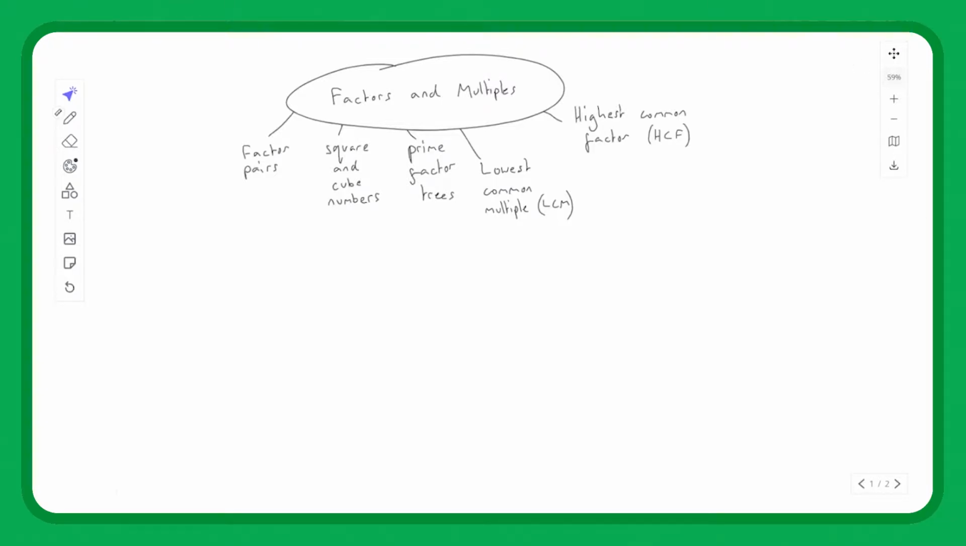We can split up factors and multiples into 5 smaller bite-sized chunks. So we've got factor pairs, square and cube numbers, prime factor trees, lowest common multiple, and highest common factor.